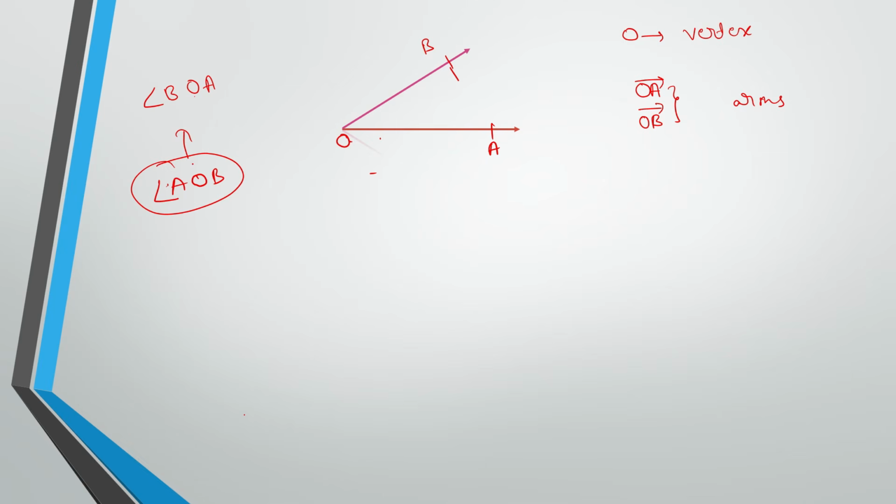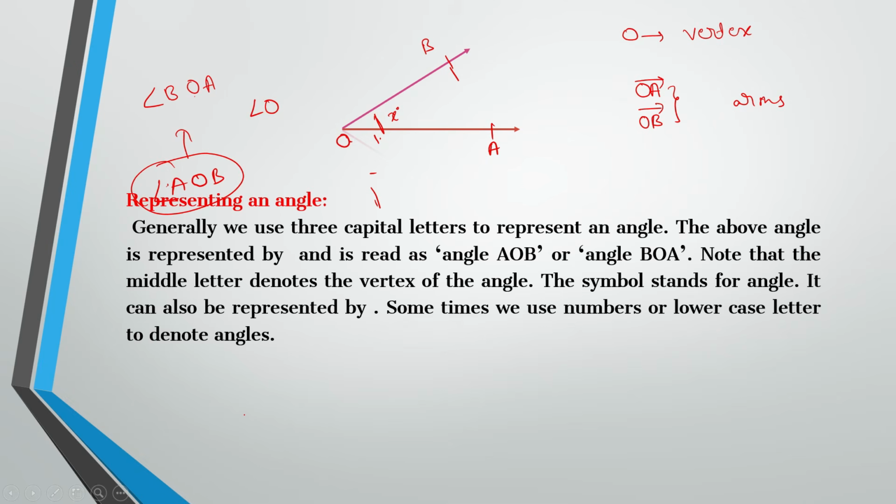If you want to represent it in one-symbol notation, at what point is this angle formed? By the vertex, so you can represent it simply as angle O. This is about the representation of this angle. Okay, sometimes, in very rare cases, to represent an unknown angle, we use a small letter also, small x or small y. Likewise, we can represent that. So this is about the representation of an angle. Generally, we use three capital letters to represent an angle.